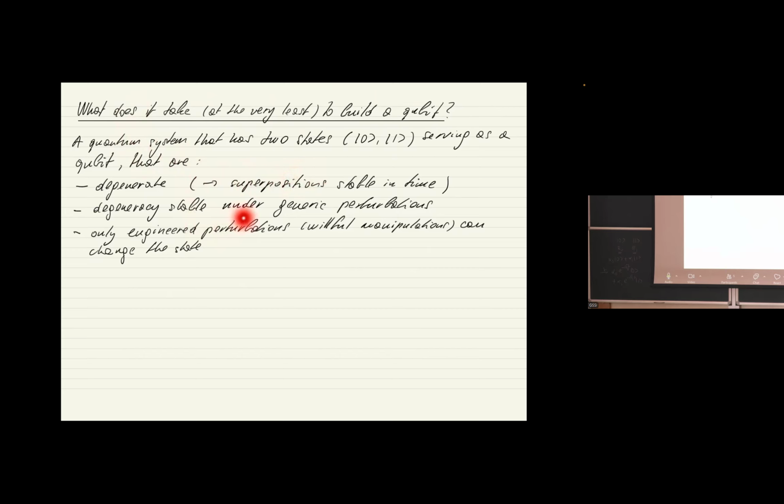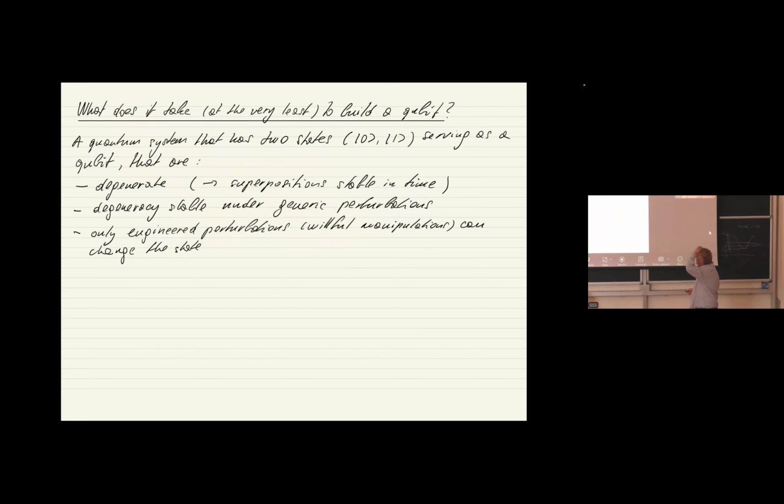And also this degeneracy should be stable under generic perturbations. The Hamiltonian in real life is never exactly the one you write down, so the degeneracy should not just be there for the one you write down. It should be stable under generic perturbation. On the other hand, you would want to be able to address the two states of the qubit in a different way. So only engineered perturbation, skillful manipulation, should be able to change the state, but not things that are just there in the parts.